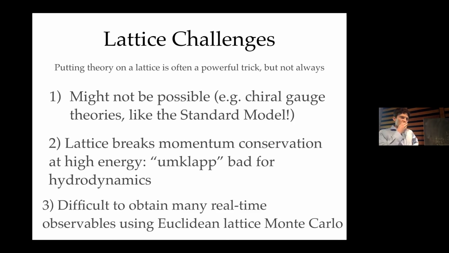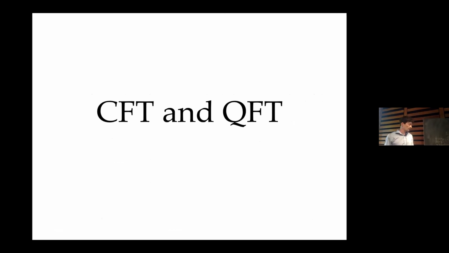And then finally, one final challenge of the lattice is it's usually done with Euclidean Monte Carlo. So the quantities that are easiest for it to extract are Euclidean quantities, but we're of course very interested in real-time Lorentzian observables, right? And it can often be very difficult to extract those from Monte Carlo. All right, so these are some reasons why, despite the success of lattice field theory, you might like to have some other methods in hand. And so that brings us to conformal field theory and what it can help us say about strongly coupled quantum field theory.